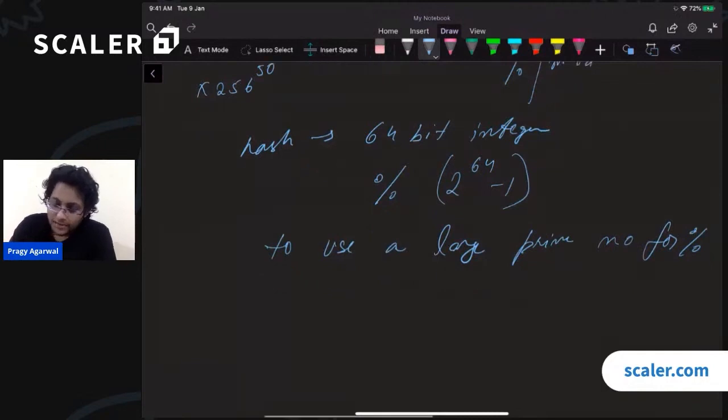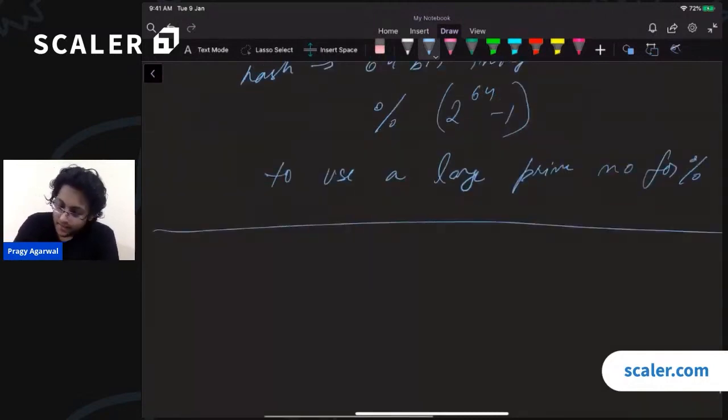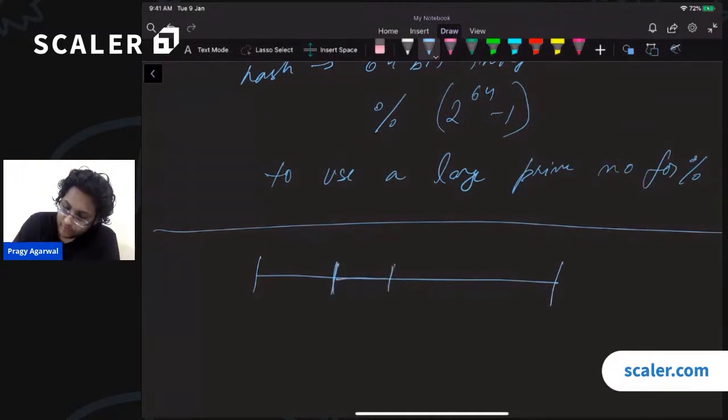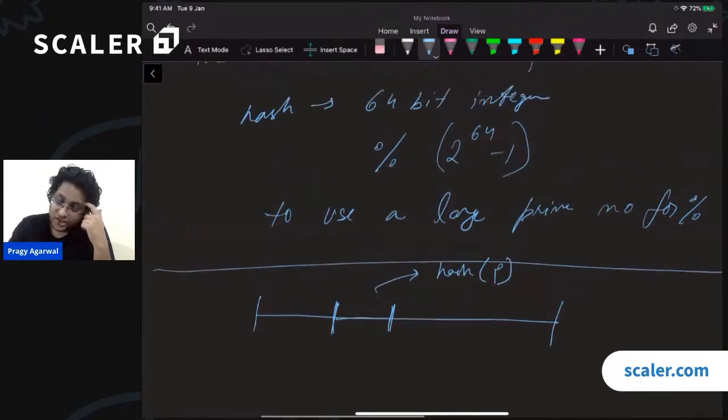Perfect. So Rabin-Karp says this. Given a particular string, if you are trying to find a pattern, first of all, find the hash of the pattern. And this is the hash. Hash is just the encoding of the pattern. Hash is just the binary encoding of this pattern, right?